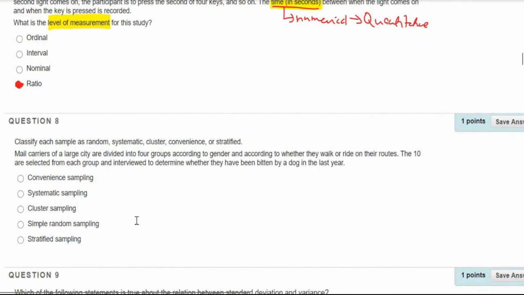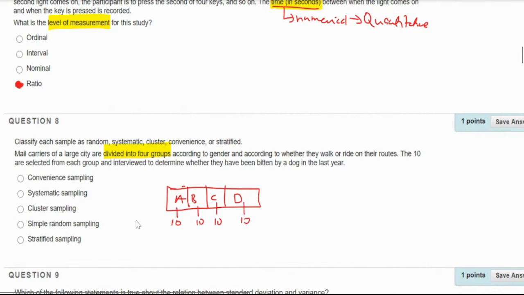Question 8, it says classify each sample as random, simple random, systematic, cluster, convenience, or stratified. So in here, let's see what the story is. So they divided into 4 equal groups, right? So it means the population has been divided. So let's say A, B, C, D, and then what happened? From each one, they took 10 from here, 10 from here, 10 from here, 10 from here.